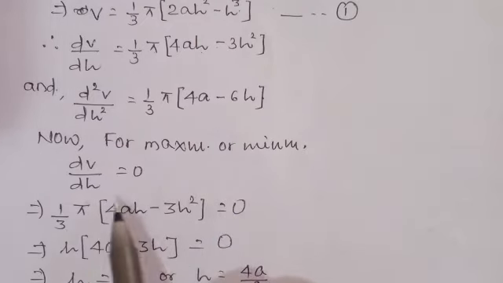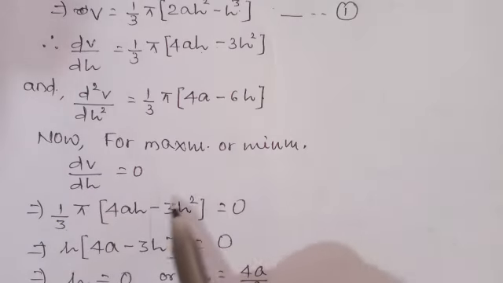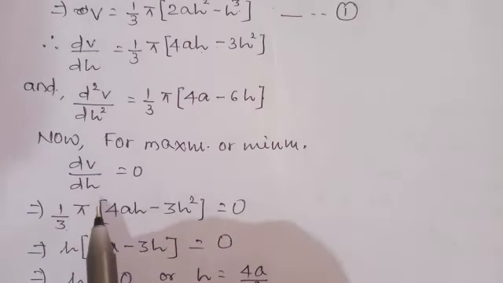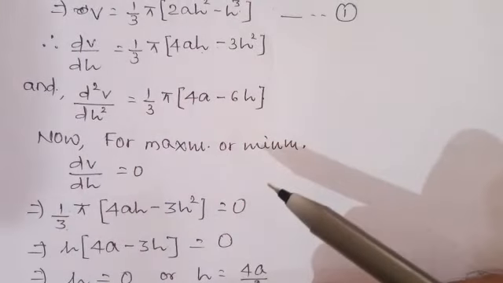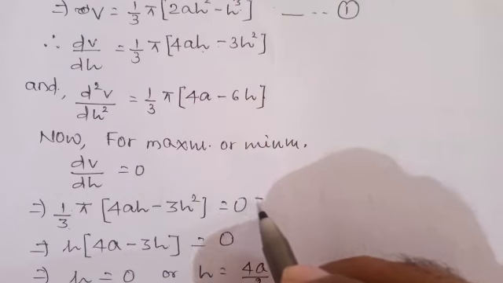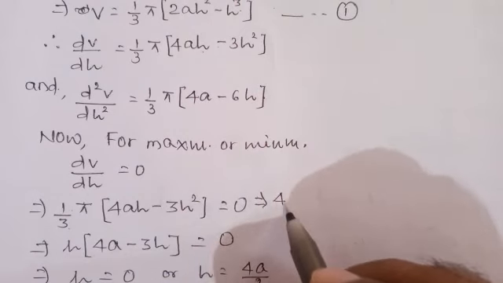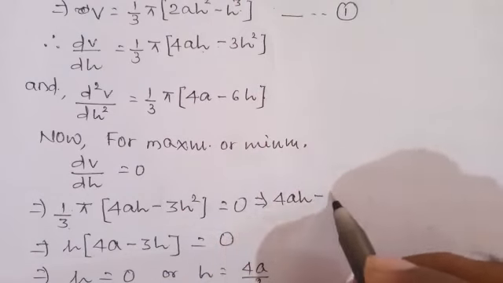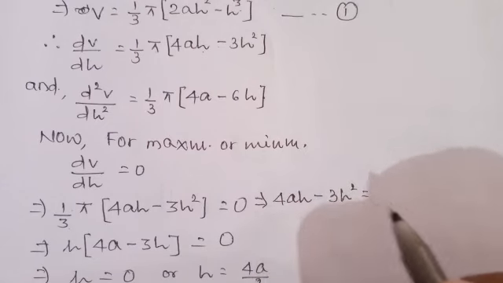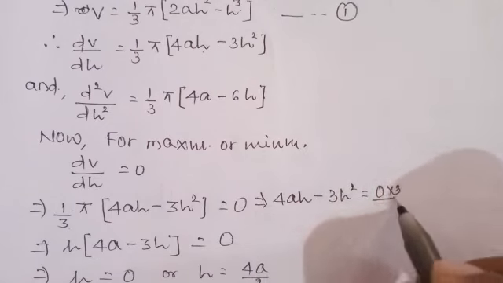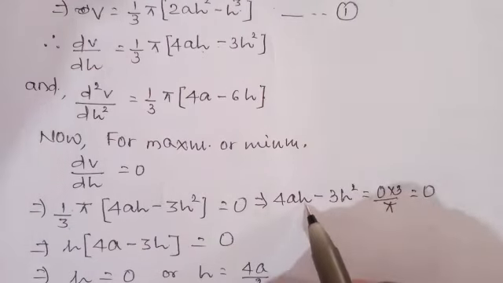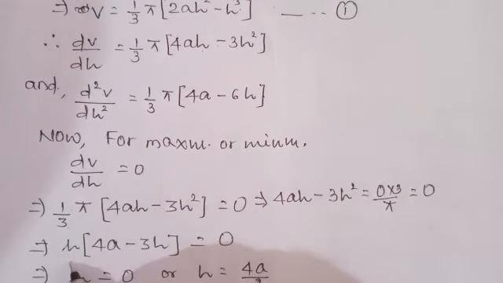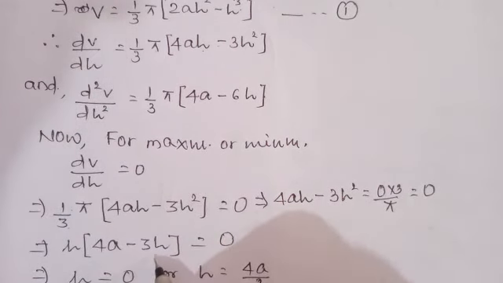Simplify this equation and calculate the value of h. First, 1 by 3 pi is constant, so transfer it into the right side. So on the right side we have 4ah minus 3h square equals 0 into 3 upon pi, which is again 0. Now take h as common, so h into (4a minus 3h) equals 0.